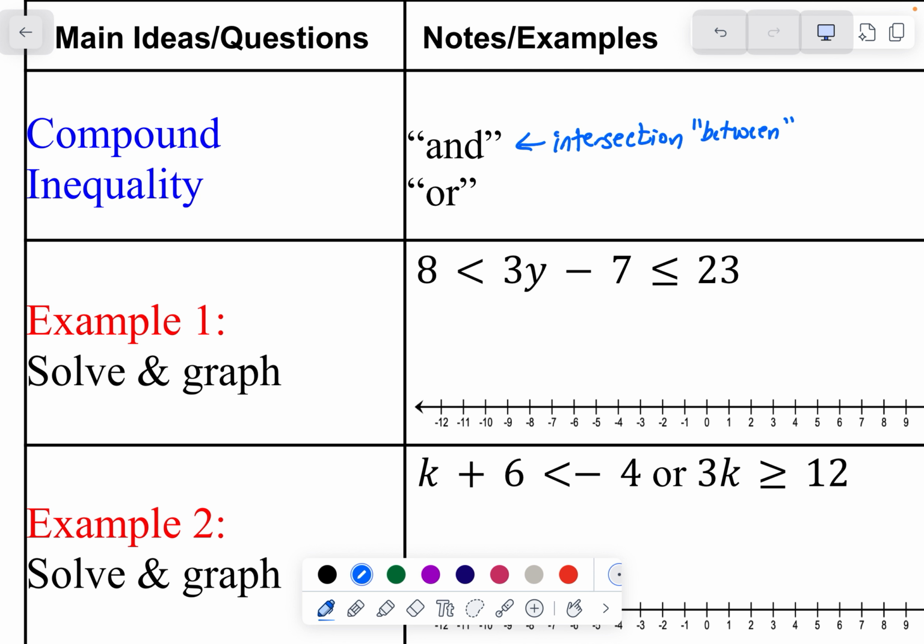Or is considered a union. It is the combination of many different things. So if it's this or this, I can be over here or I can be over there. Both would be considered correct. So there are different things we have to do, and they're going to look different.